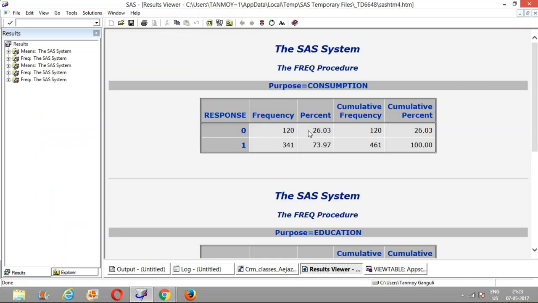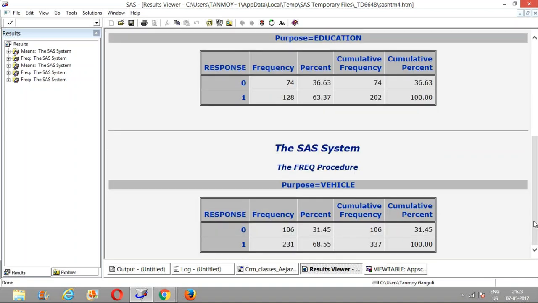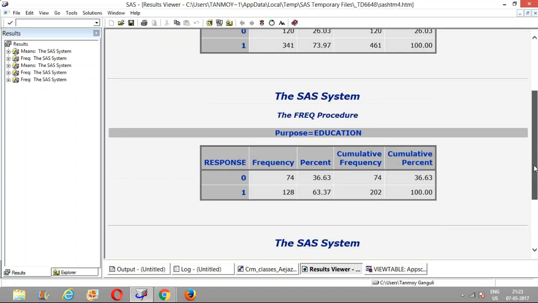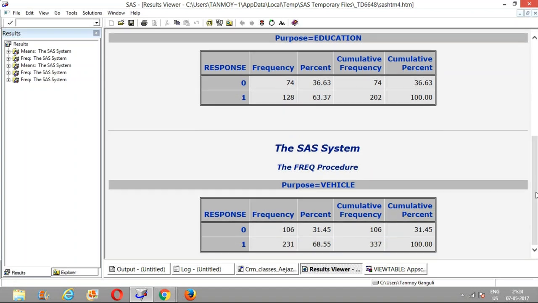So the first is consumption loan. Consumption loans have more or less a default rate, or a bad rate, of 26%. For education loans, the bad rate is 36%. And for vehicle loans it is 31%. So what I see is that consumption loans tend to have the lowest bad rate, so the percentage of customers being bad is much lower in consumption loans than in education loans. Education loans have the highest chances of having a bad customer, right? And vehicle loans also have quite high chances of having a bad customer.